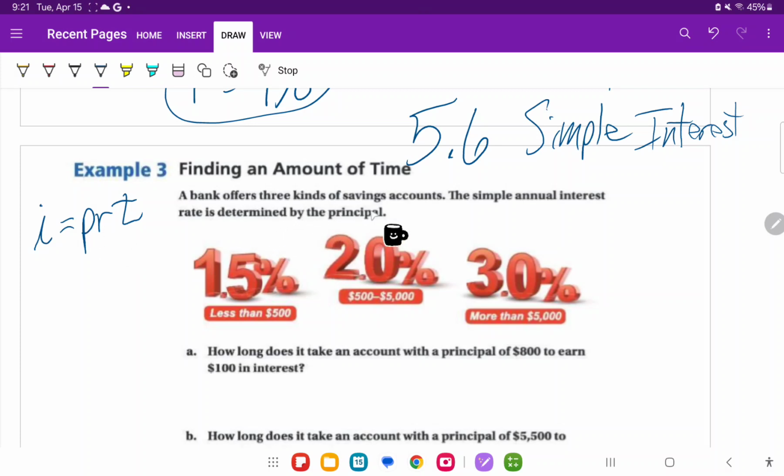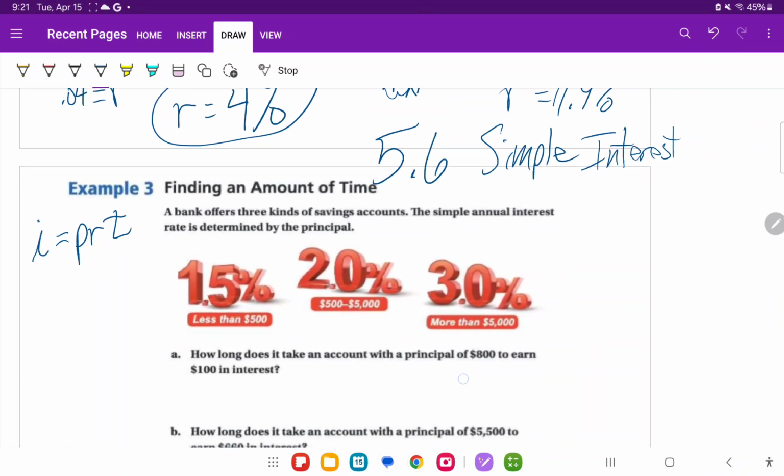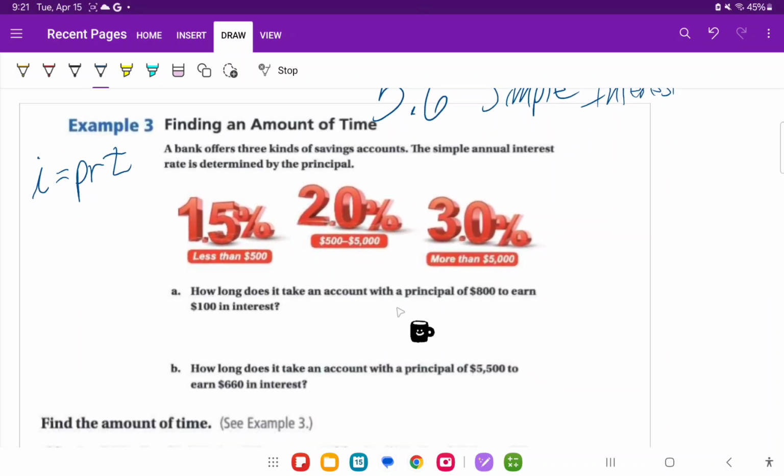So a bank offers 3 kinds of savings. The simple annual interest rate is determined by the principal. If you save less than 500, you get 1.5% return. If you have 500 to 5,000 in the savings account, you get 2% interest. If you have more than 5,000, you get 3% interest. Okay. So how long does it take an account with a principal of $800 to earn $100 in interest?